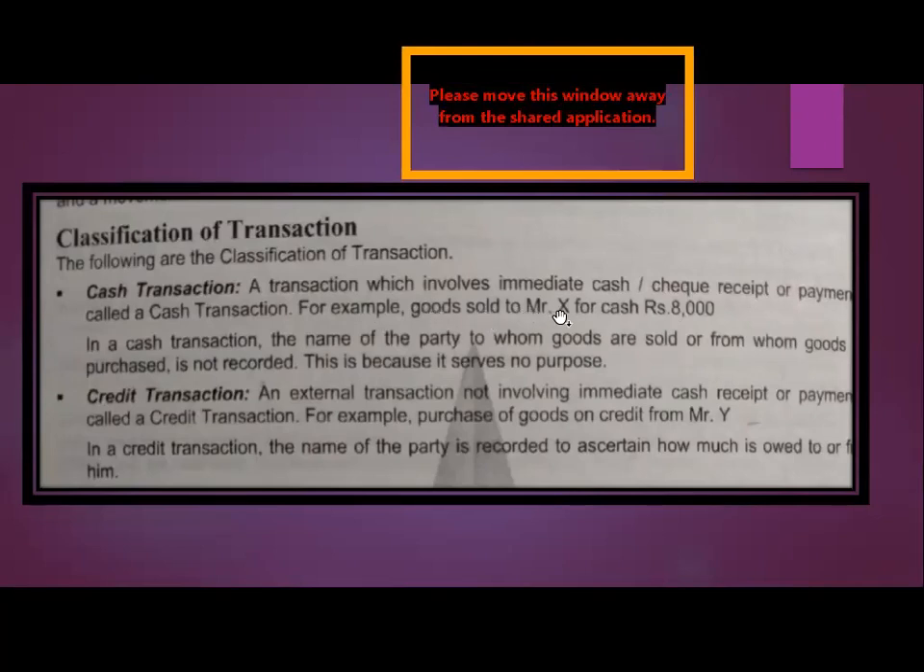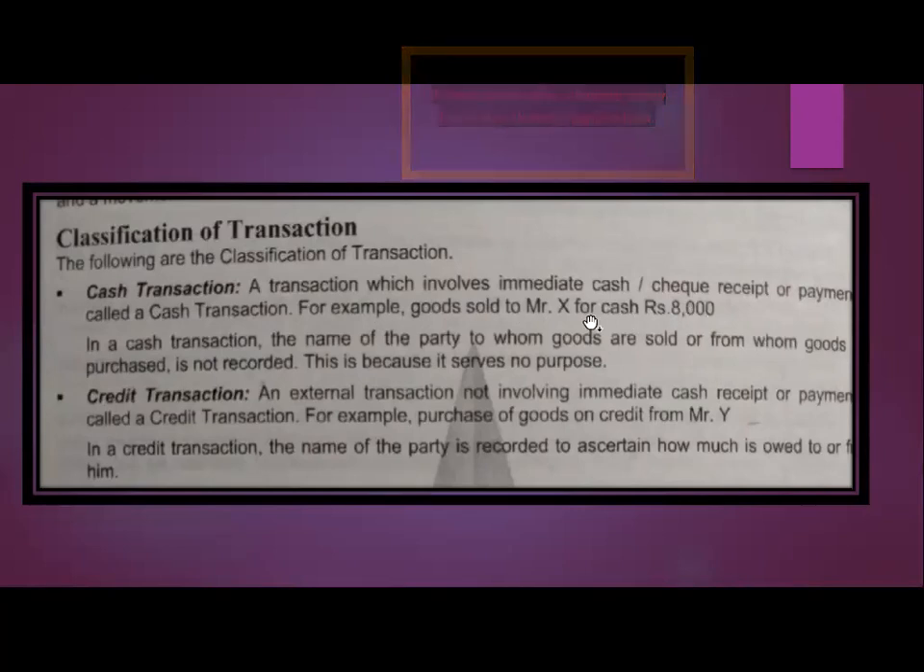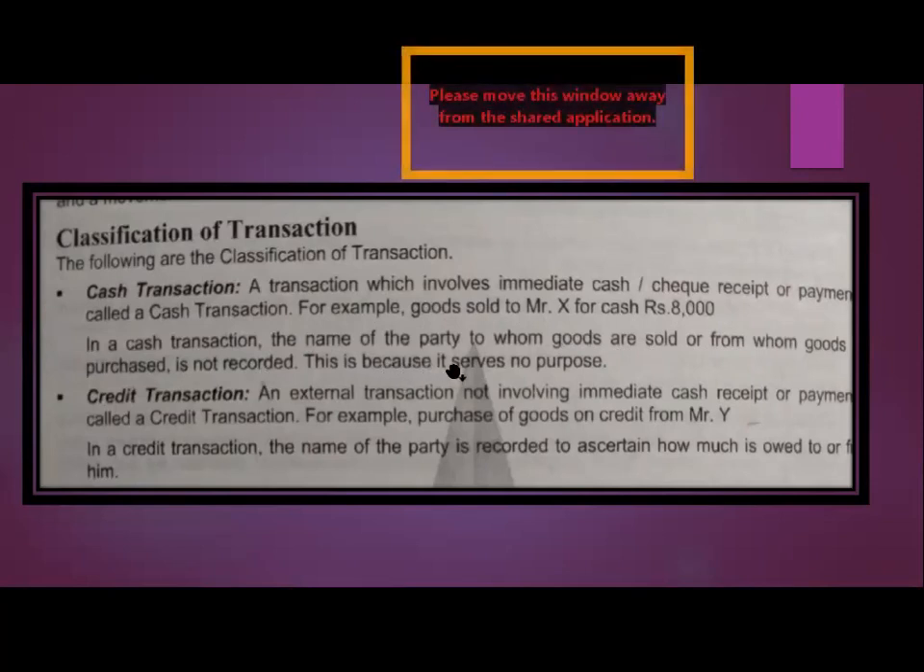Goods sold to Mr. X. अब हमने कहा goods sold to Mr. Ali for cash ₹8,000. हमने यहाँ पे goods sold to Mr. Ali होगा, ठीक है, और on account होगा तो credit होगा, for cash होगा तो cash transaction होगा, ठीक है. In cash transaction, the name of the party to whom the goods are sold or from whom the goods are purchased is sometimes not recorded, because it serves no purpose. Sometime it is not necessary कि हमने जिससे लिया है हम उसका नाम लिखें, ठीक है. It can be goods sold for cash ₹8,000 like this.